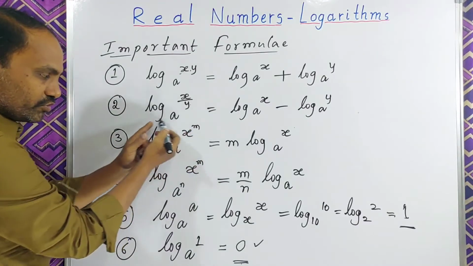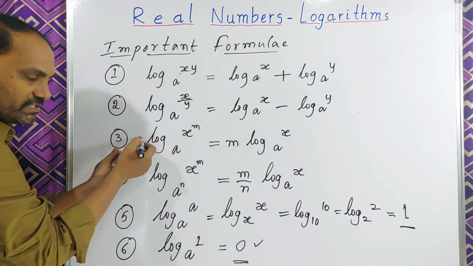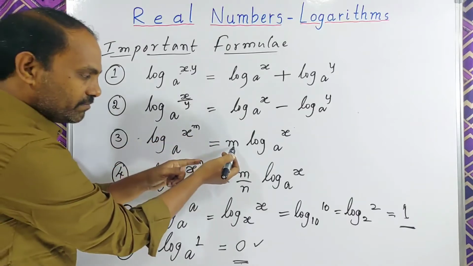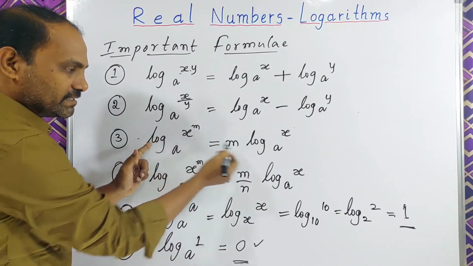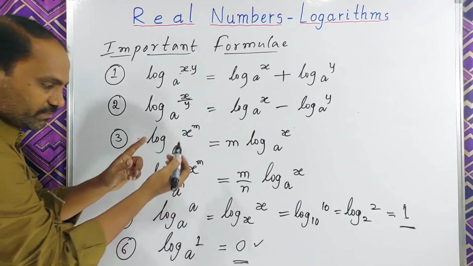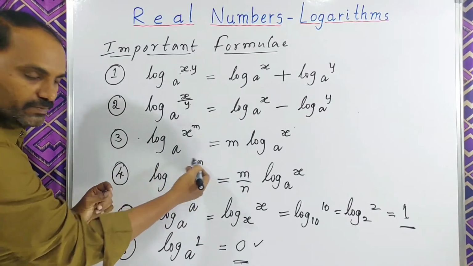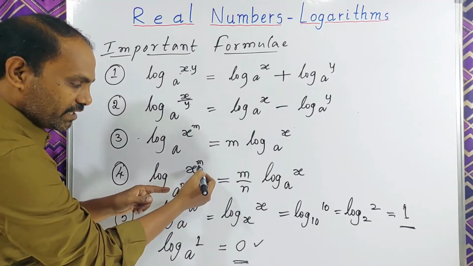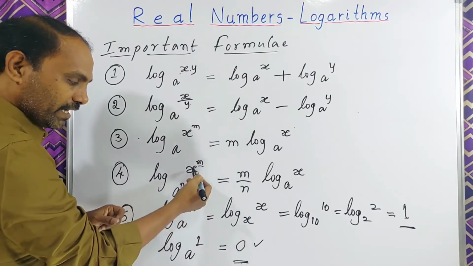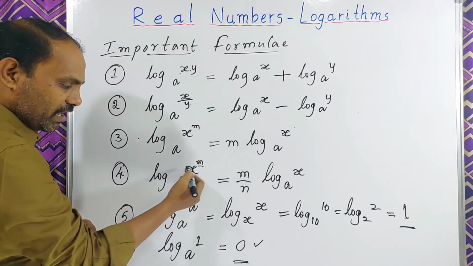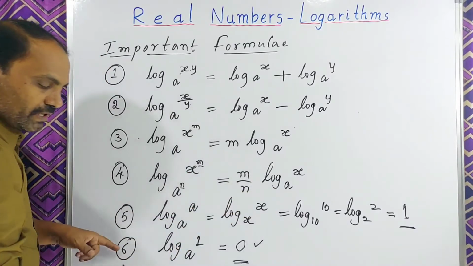If an exponent is there, then you should forward it to the front. So it becomes m log x to the base a. What about when both the base and the logarithm value have exponents? Then you should write m by n, and then the remaining terms you should write as log x to the base a.